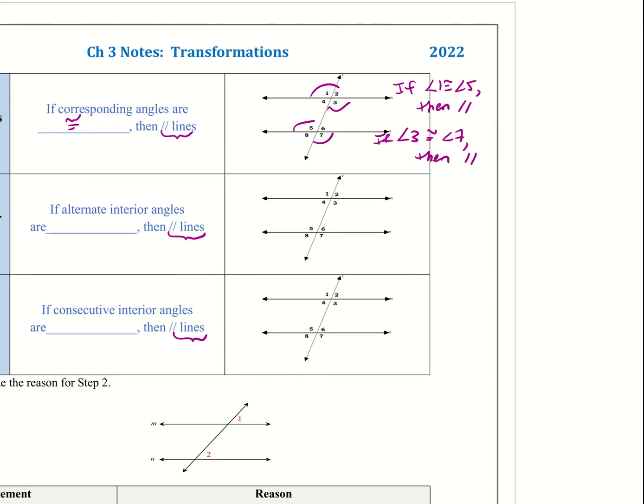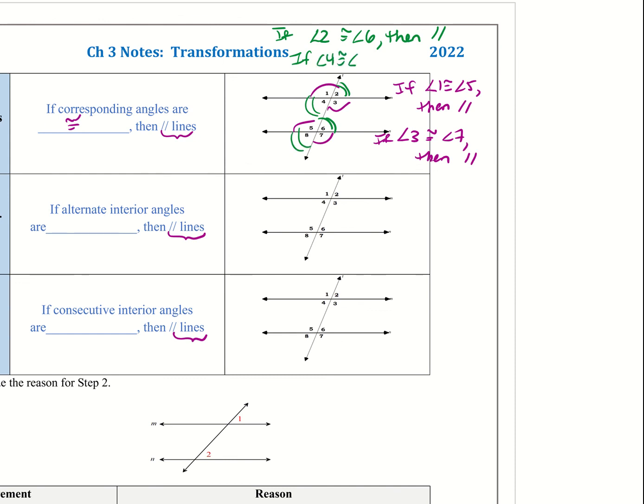So there's 2 more sets of corresponding angles. We could have also done this with angles 2 and 6. If we know that angle 2 is congruent to angle 6, and we know that those are corresponding angles, that will be enough evidence for me to know that I have parallel lines here. Same thing if I know that 4 and 8.